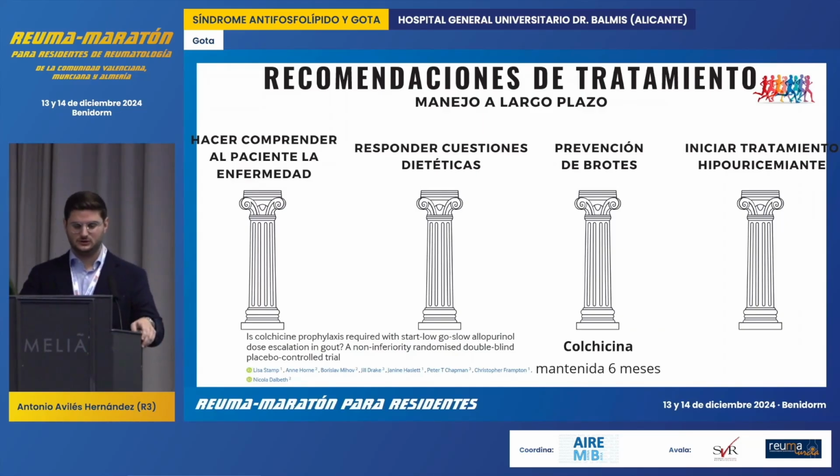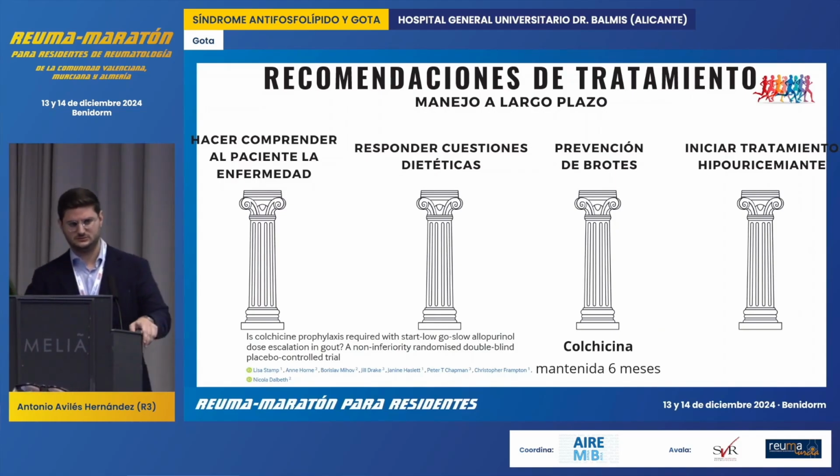It is very important to help the patient understand their disease and what is happening to them, what their disease consists of. This will improve adherence and compliance with treatment and follow-up visits in the clinic, and also address dietary questions, since patients often impose dietary restrictions on themselves that, with proper explanation and by providing all the recommendations, we could help them avoid.